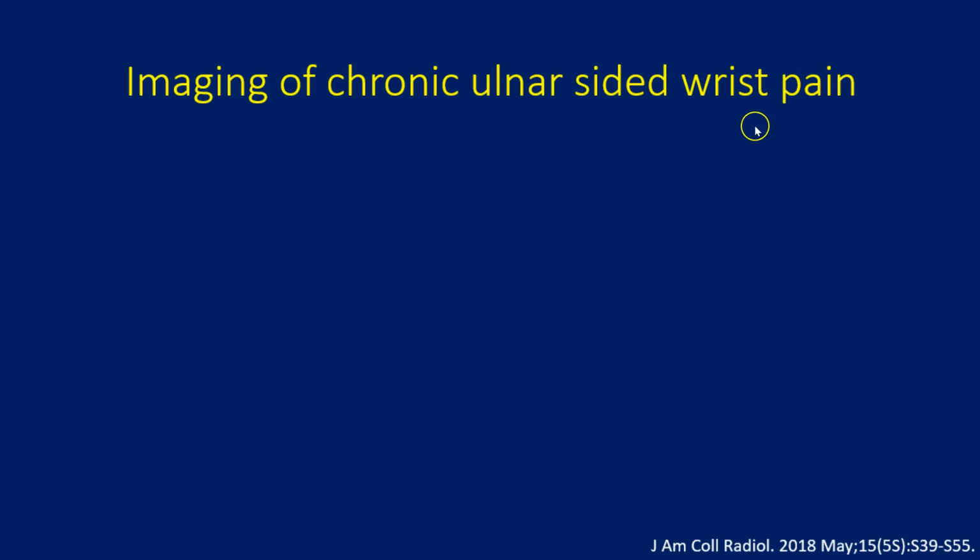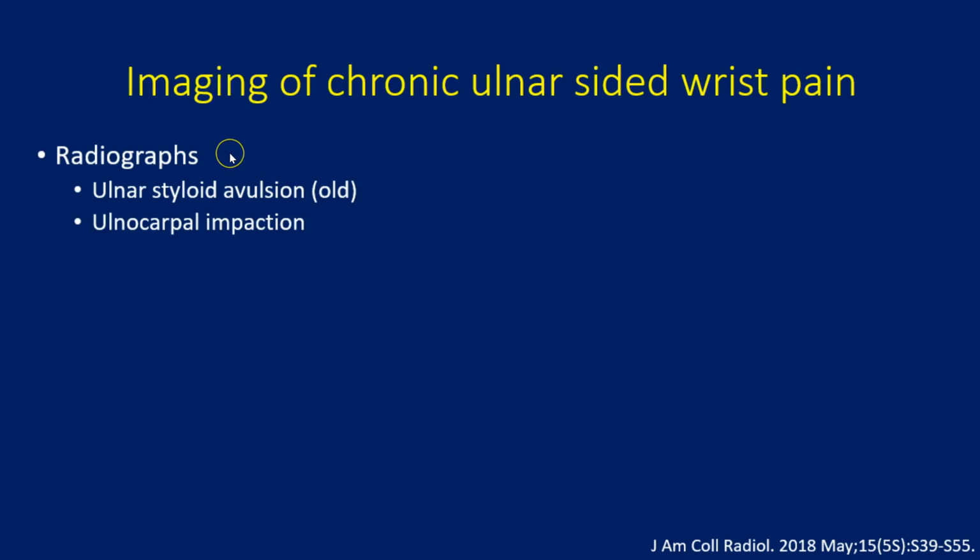Ulnar-sided wrist pain can be interrogated commonly in clinic with a few different imaging modalities. Radiographs are helpful in evaluating the bony anatomy, in particular if there has been an old avulsion of the ulnar styloid process, or to see secondary findings of what's known as ulnocarpal impaction. Usually, this is associated with an ulnar positive variance and cystic change in the adjacent lunate or triquetral bone. Ulnocarpal impaction is a common secondary finding of insufficiency and delayed treatment of triangular fibrocartilage complex derangement.